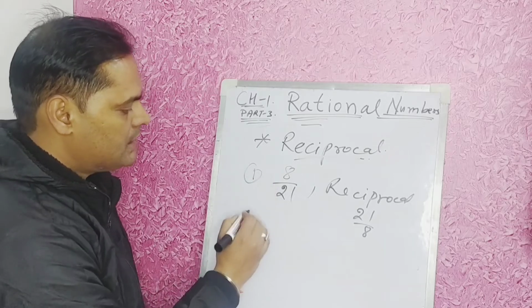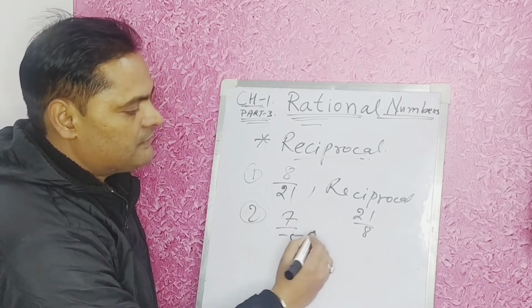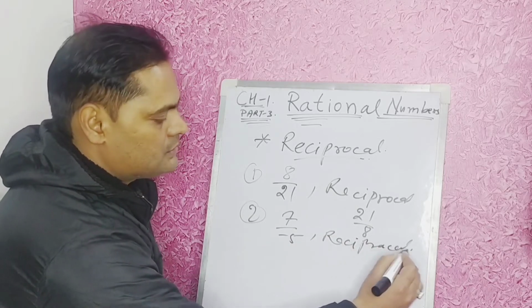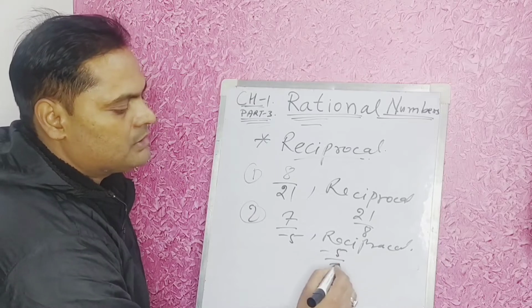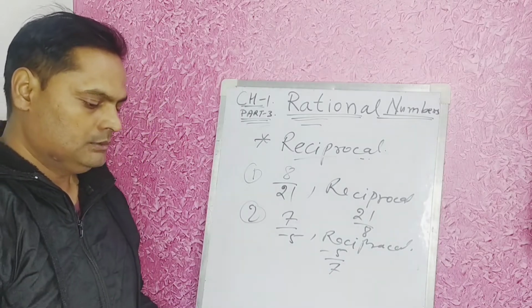Let's take another example which is also from the book. So 7 upon minus 5, if I do the reciprocal, it is minus 5 upon 7. So these are the concept of reciprocal.